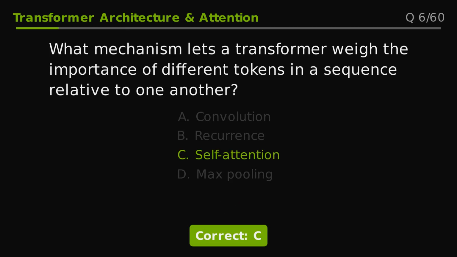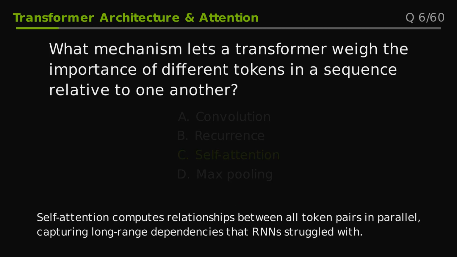The correct answer is C. Self-attention computes relationships between all token pairs in parallel, capturing long-range dependencies that RNNs struggled with.